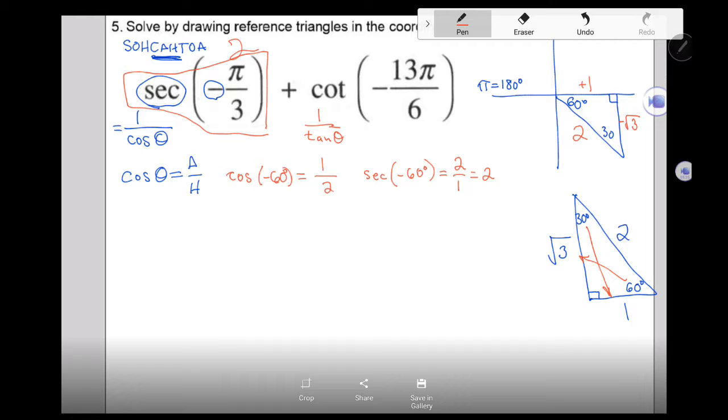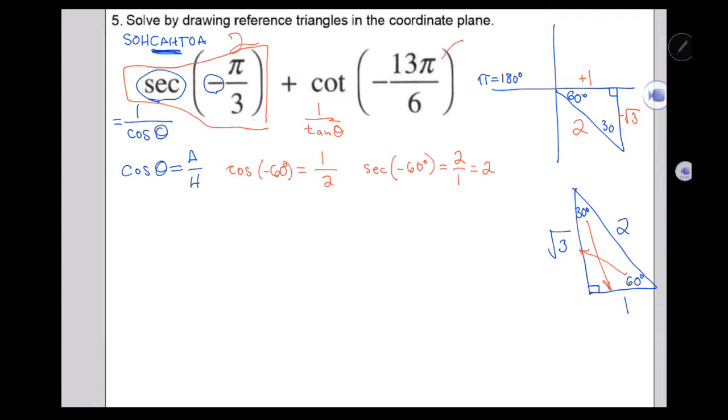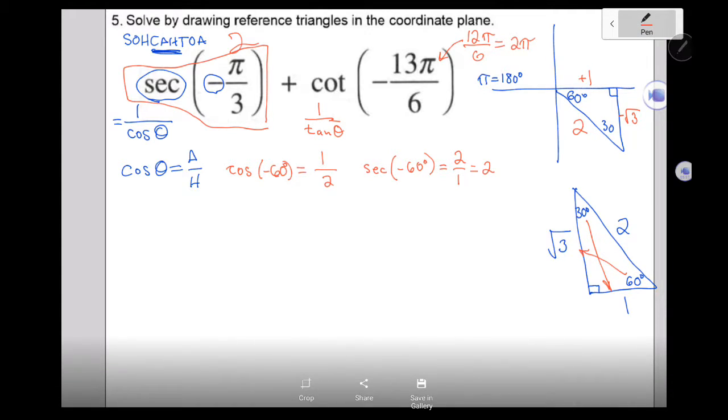Alright, so now let's think about our angle. And you know that if we go 360 degrees around in a circle, we really haven't gone anywhere. We're back to our starting point. And that's the same thing as going 2 pi. Half a circle is pi, and the whole circle is 2 pi. So if you say 12 pi over 6, that's the same thing as 2 pi, right? 12 divided by 6 is 2.